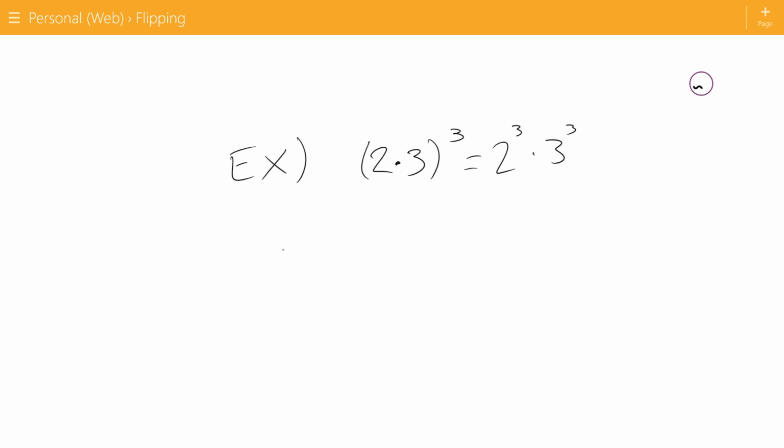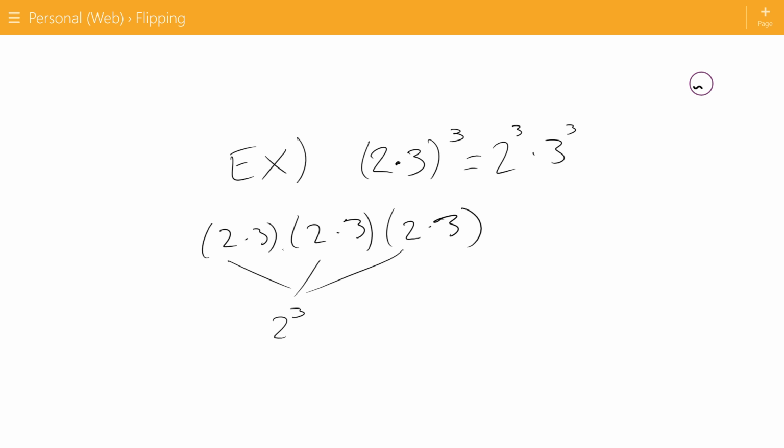If you want to break it down, you can think of it this way. You really have 2 times 3 times 2 times 3 times 2 times 3. How many 2's do you have? You have 3 2's, all times each other. How many 3's do you have? You have 3 3's, all times each other. 2 to the third times 3 to the third, just as we said.